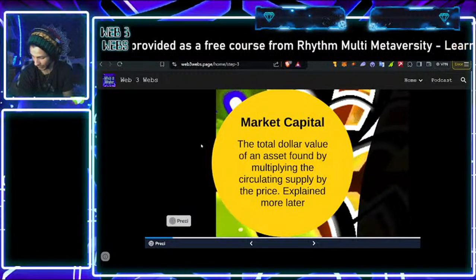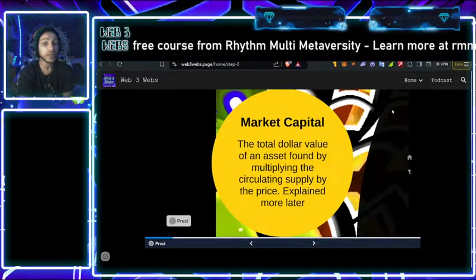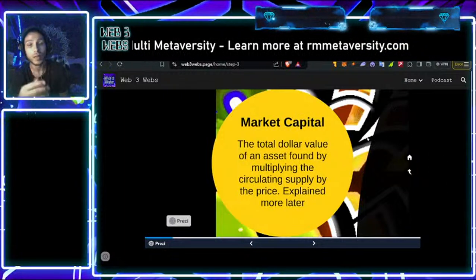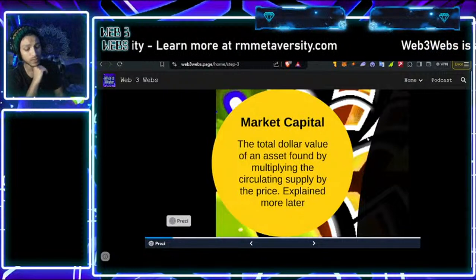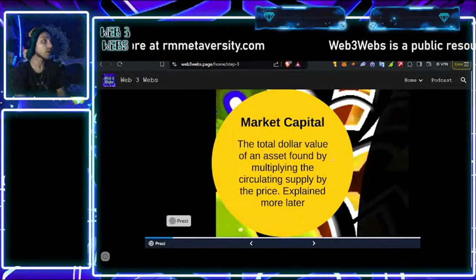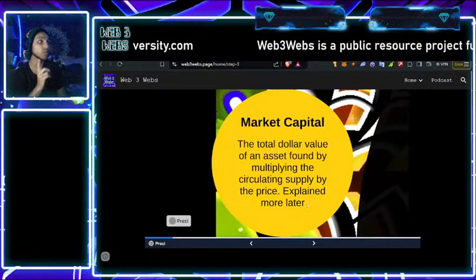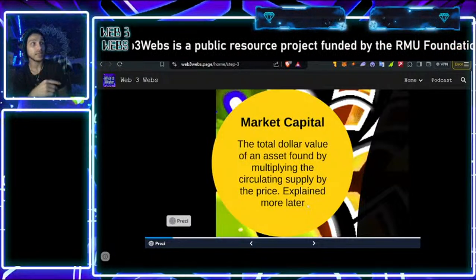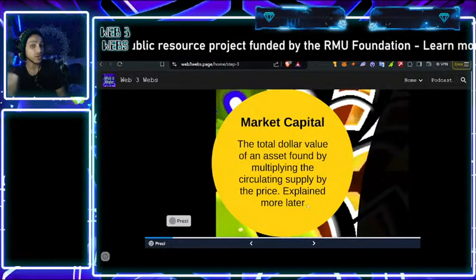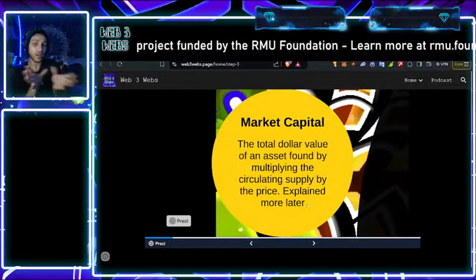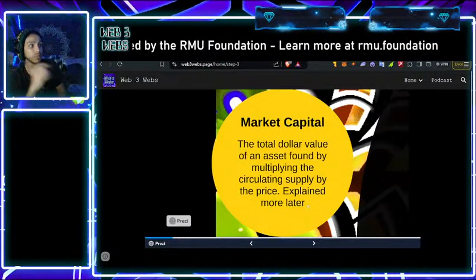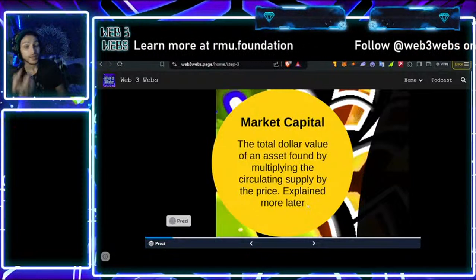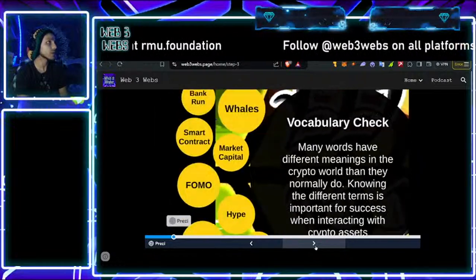So now we're going to get into market cap. This is something that I'm going to talk about a lot. Market cap is a very, very common thing that is talked about in Web3 and crypto communities. So definitely try and pay more attention to this once I talk about it a little bit more later on in the presentation. But for now, it's the total dollar value of an asset found by multiplying the circulating supply, which is the supply of it that's actually out there, by the price of it, or whatever value you compare it to. Explain more later. So let's continue on.